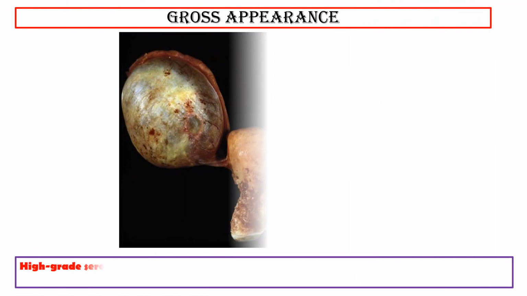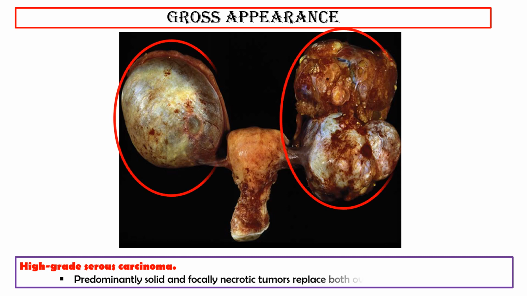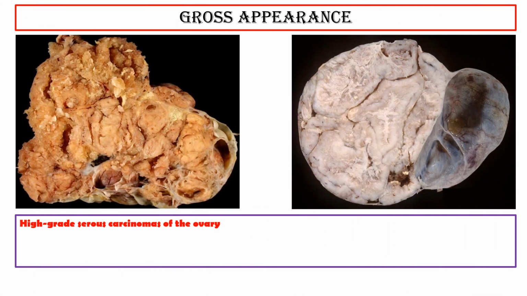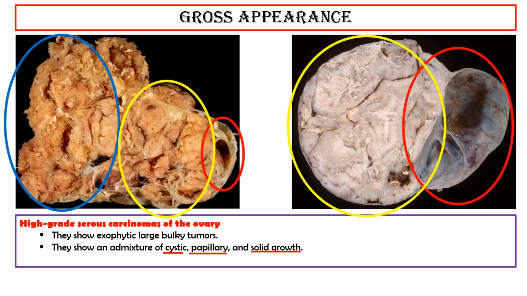Gross appearance: high-grade serous carcinoma. This photo shows predominantly solid and focally necrotic tumors replacing both ovaries. High-grade serous carcinomas of the ovary. These two photos show exophytic, large bulky tumors. They show an admixture of cystic, papillary, and solid growth. The solid foci show hemorrhage and necrosis.